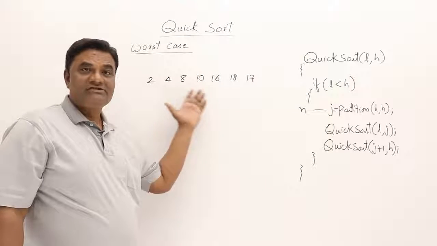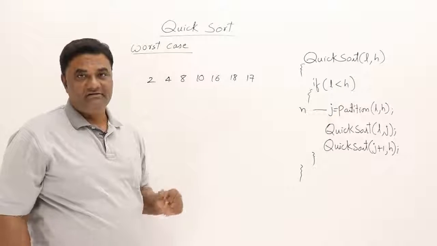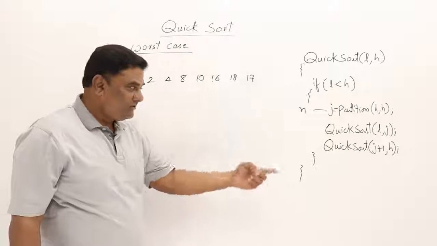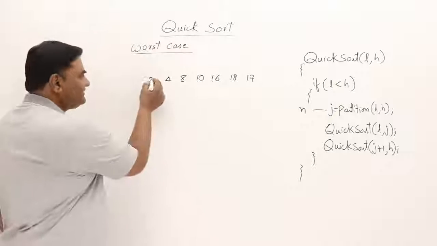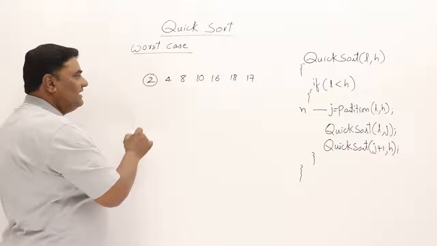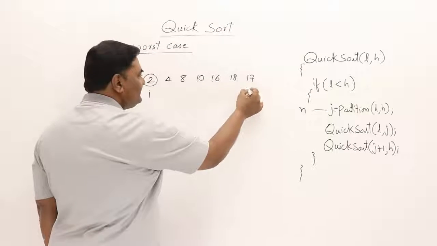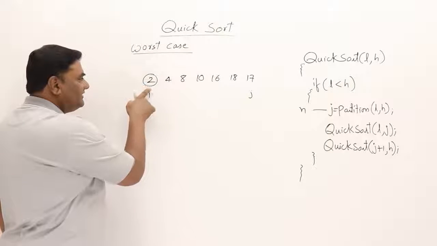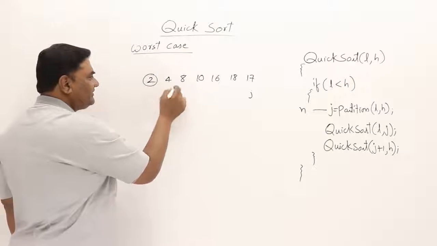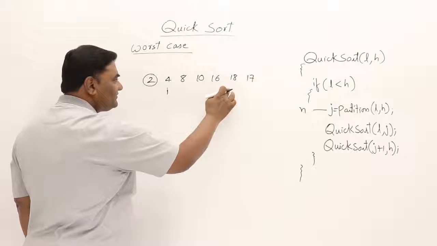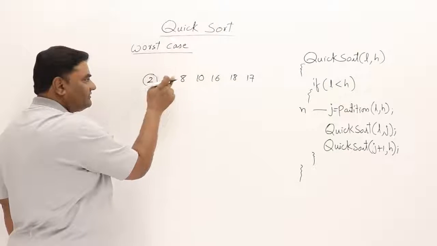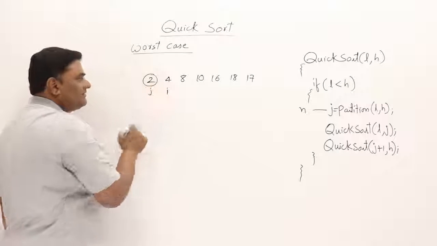Suppose I have a list which is already sorted. Then if I perform quicksort, how does it work? The partition algorithm we saw will select the first element as pivot and start i here and j here. i will continue until it finds a greater number, and j will continue until it finds a smaller or equal number. It's not smaller, it's not, so it will come and stop here.